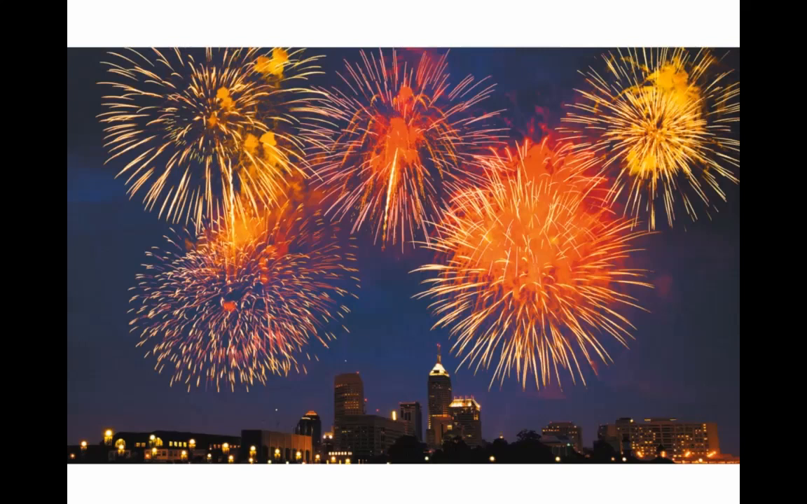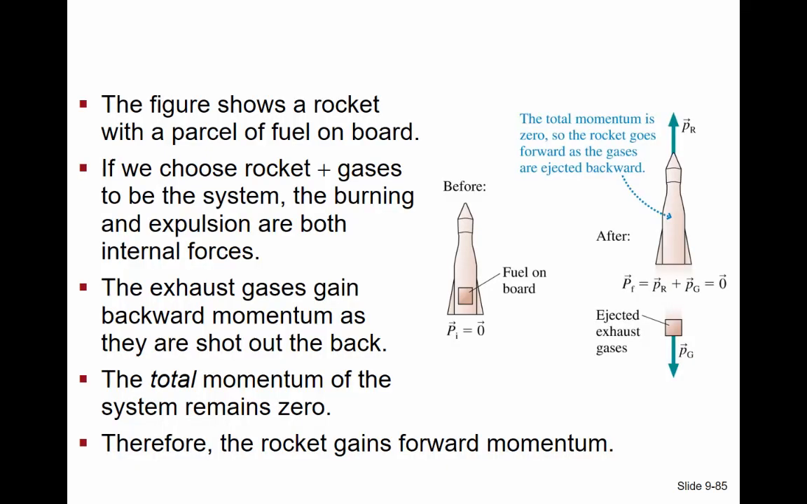All right. This figure shows a rocket with a parcel of fuel on board. And so if we choose the rocket and the gases to be the system, the burning and expulsion are both internal forces. And the exhaust gas gains backward momentum as it is shot out the back. And the total momentum of the system has to remain 0, so that means there has to be momentum of the rocket being moved forward. This is those force pairs we talked about in Newton's third law. So the rocket gains forward momentum by the expulsion of the ejected exhaust gases out the back end of it.